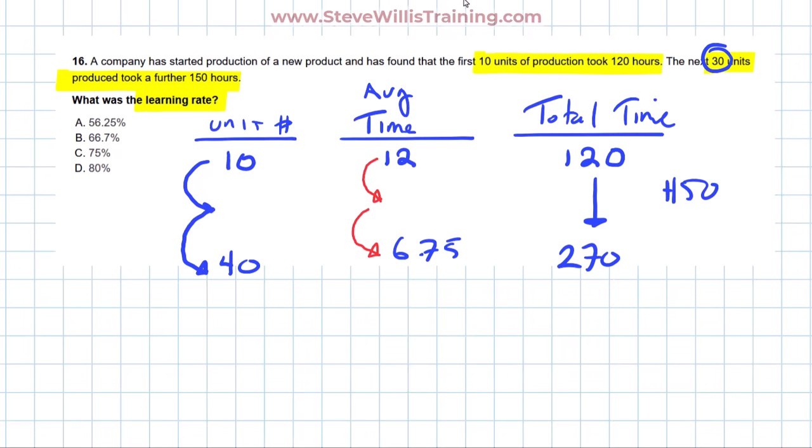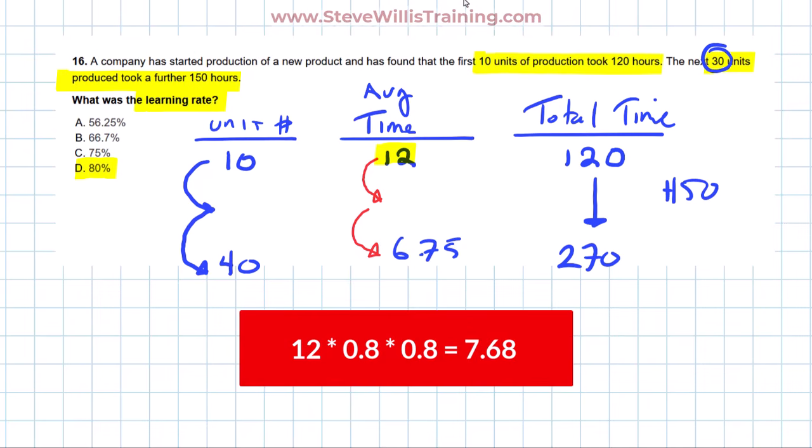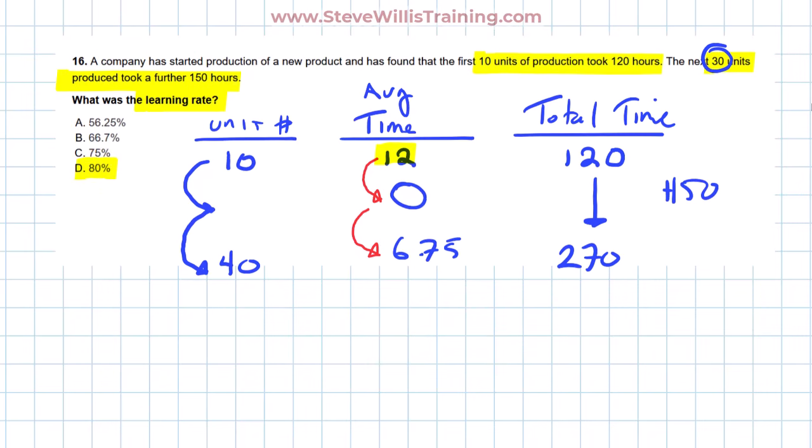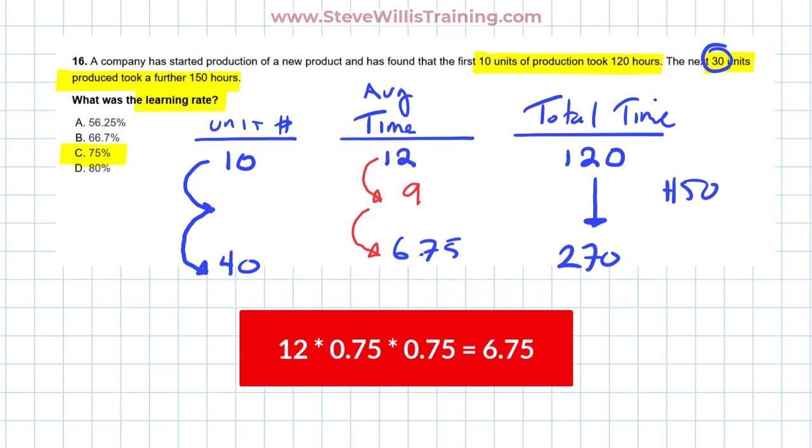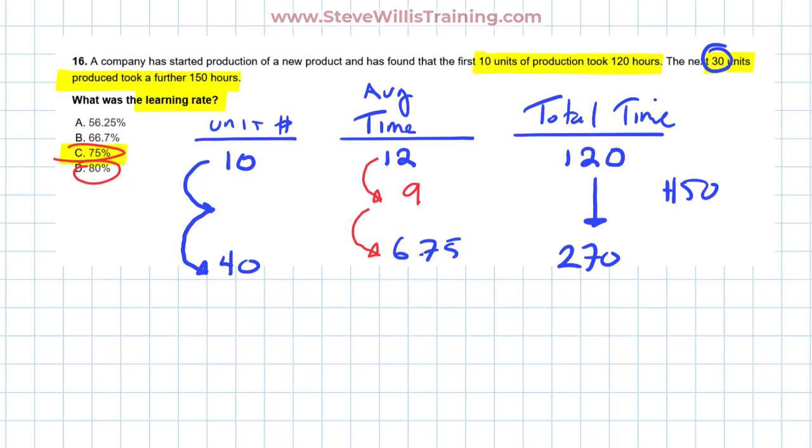Go 12. I'm going to start with these more familiar ones. 12 times 0.8 gets me to here. Multiply again by 0.8, and that is not 6.75. Let's try it again. Let's now multiply by 0.75. And we get a 9 here. And then we go again, and it's 6.75. Remember, we see the impact of the learning rate every time production doubles. So we got to the answer C just by doing a quick test.